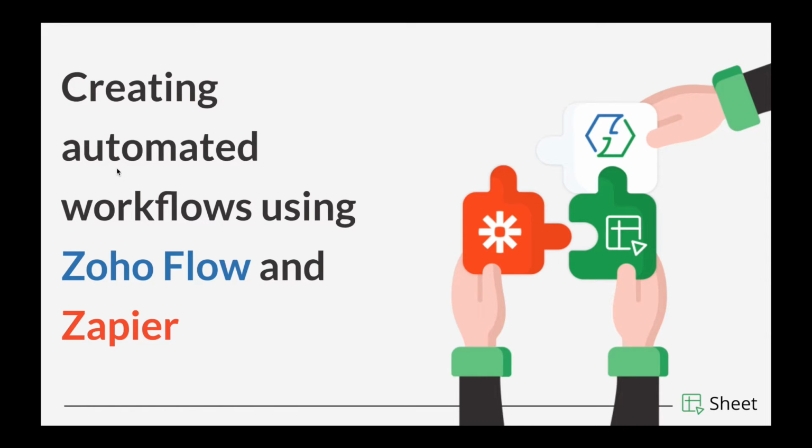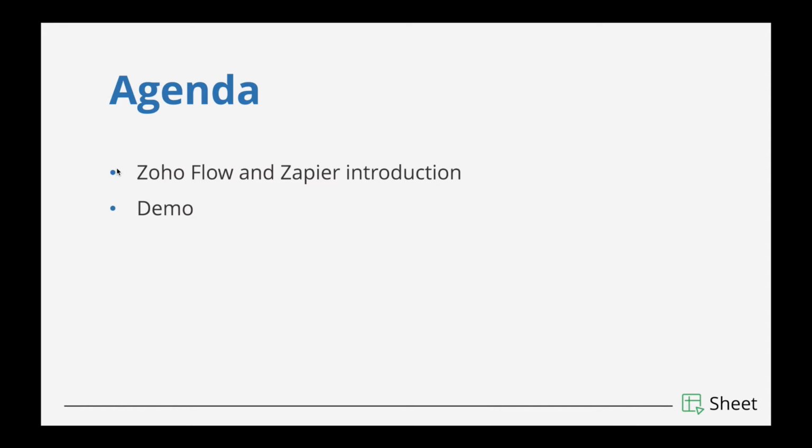This is Jay Shankari, and in this video we'll be looking at how you can use Zoho Flow and Zapier in order to create automated workflows between your spreadsheets and thousands of other applications. So let's get started. This will be the agenda for the video.